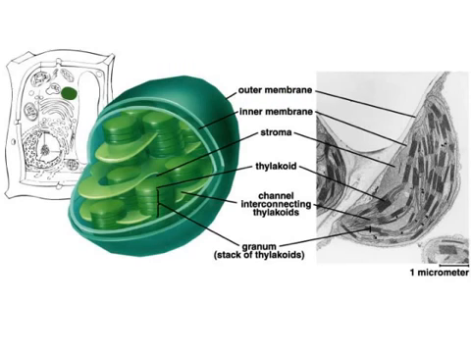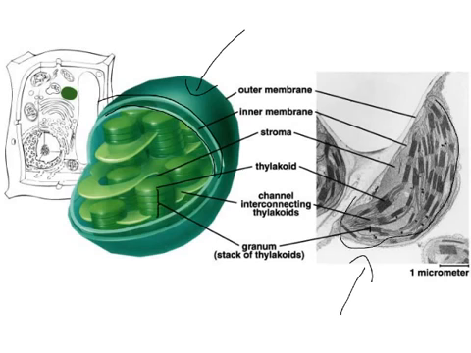And here's our artist's rendition of a chloroplast. What I want to point out to you is that it has this double membrane. It has two membranes on the outside of this organelle. And here is an electron micrograph picture. This is taken using a special microscope, and you can see the general shape of the chloroplast there as well.